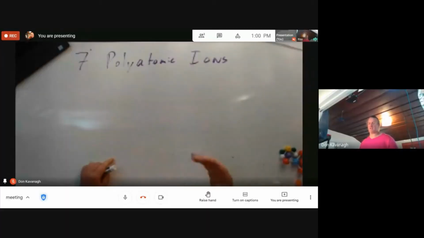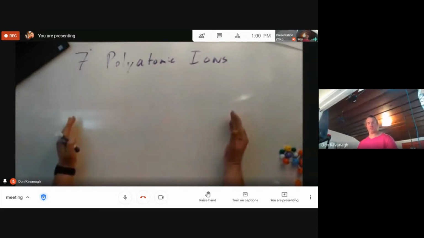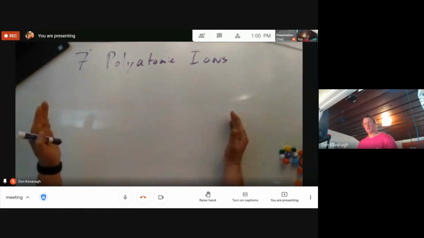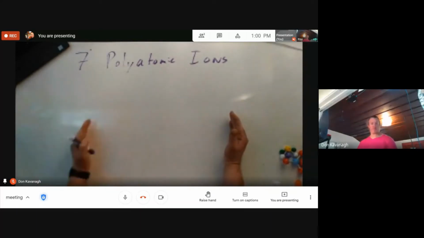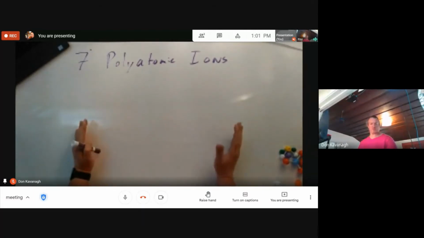There are 7 polyatomic ions that I think you should be familiar with if you're getting serious into chemistry. First off, I'm going to show a little pattern to help you remember the formula, charge, and name for 5 of these. And then there's 2 other ones that just get tacked on right here. If you just want to know the list of them, that's fine. Just skip to the end of the video.